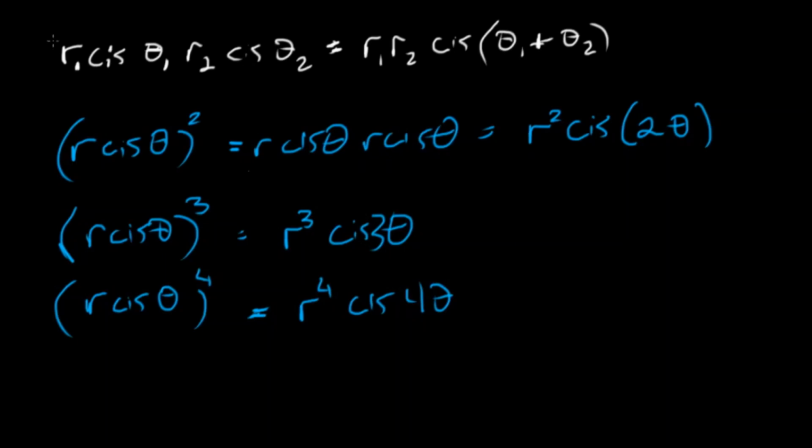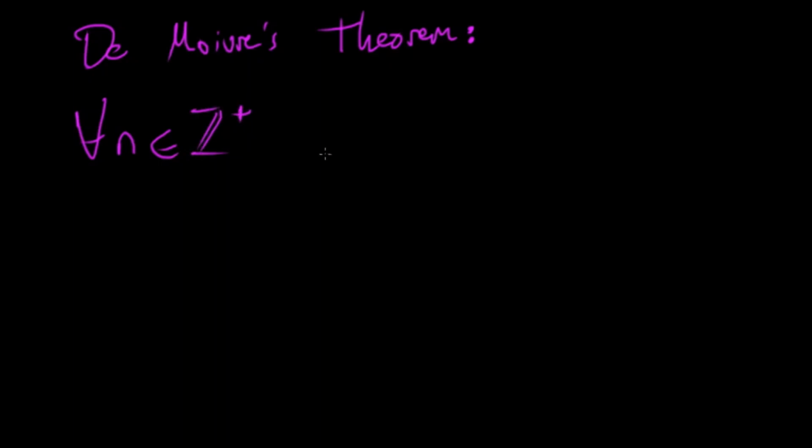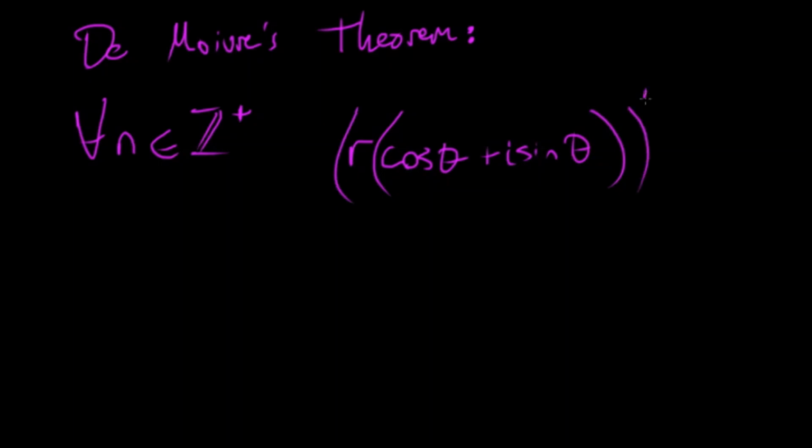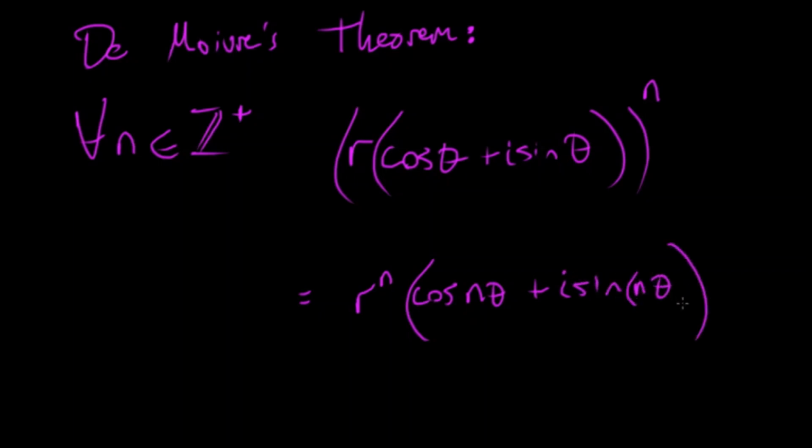De Moivre's theorem states, for all n contained in the positive integers, all right, the natural numbers, probably should have just written that, r cosine theta plus i sine theta, all raised to the n, is equal to r to the n, cosine n theta plus i sine n theta. Let me get some parentheses in there.